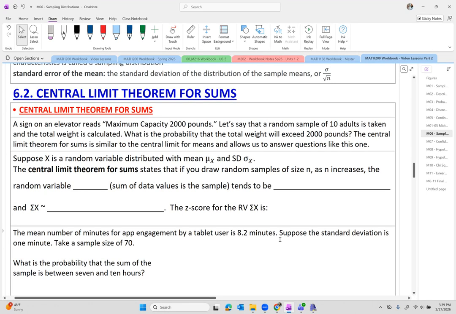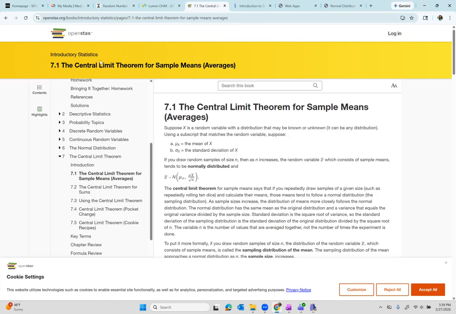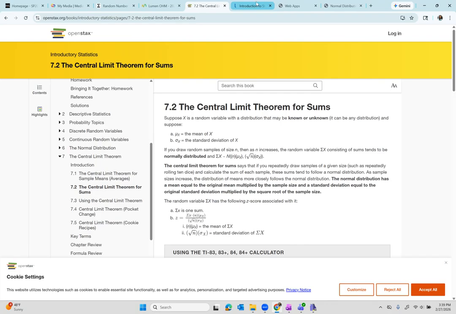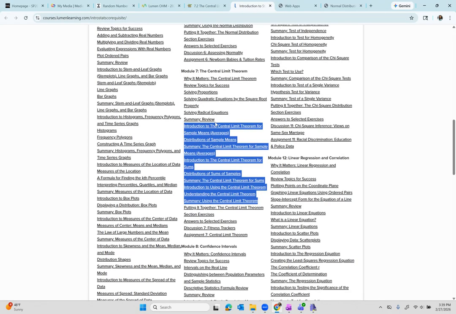We are continuing in Unit 6 of our OER Statistics course, where we are discussing the central limit theorem. And in Unit 6.2, we will discuss the central limit theorem for sums. In the Introductory Statistics by OpenStax book, this is section 7.2. And in the Lumen Intro Statistics Corequisite book, this is again in module 7, the central limit theorem for sums.